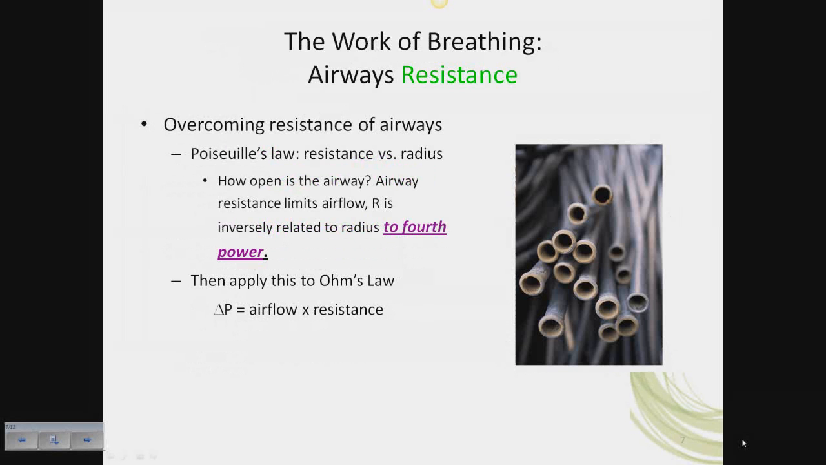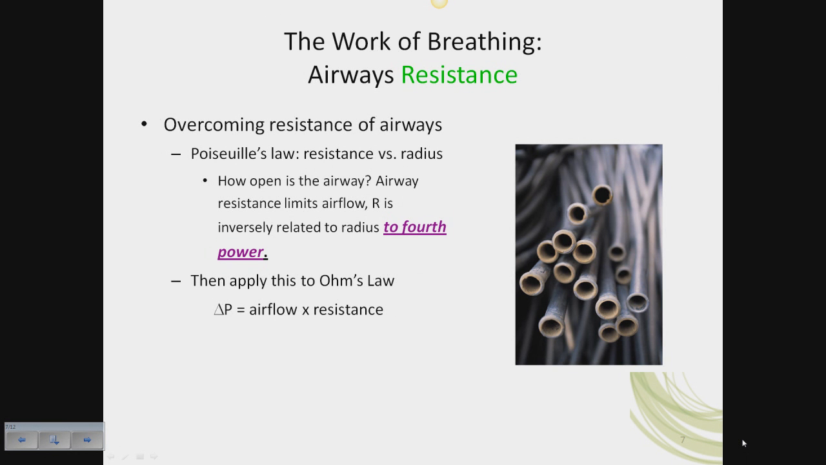I'd like to begin with our discussion of overcoming the airway resistance with a discussion on Poiseuille's law. Poiseuille's law basically states the factors that are involved with resistance. Now we can apply this to blood like we did in the last chapter, or we can apply it to this chapter with respect to radius. Obviously we're talking about the breathing airways, the air passageways I should say.